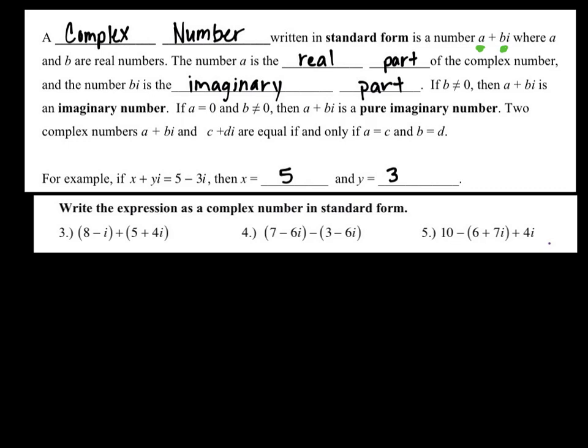So if b equals 0, then a plus bi is an imaginary number, as long as b does not equal 0, because then there would not be an imaginary part to your number.